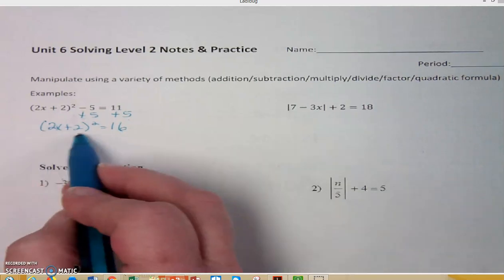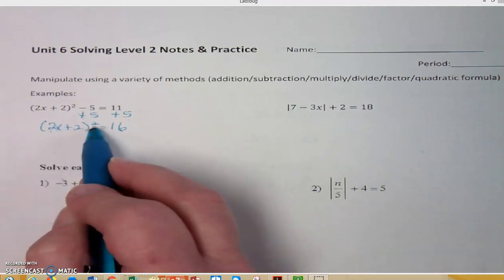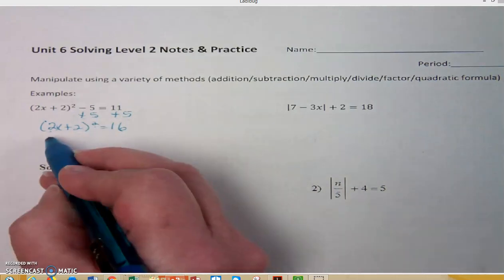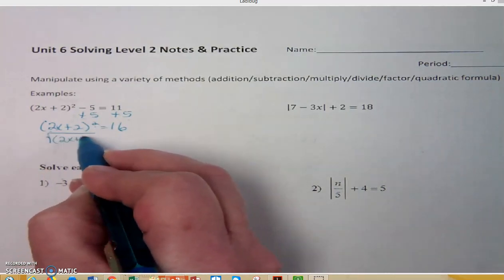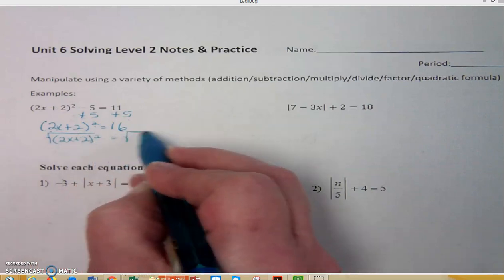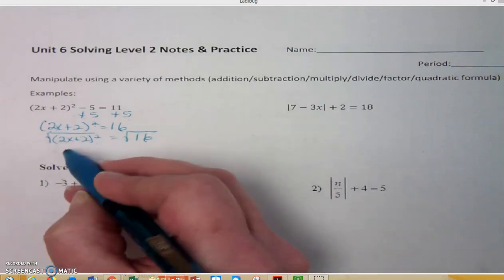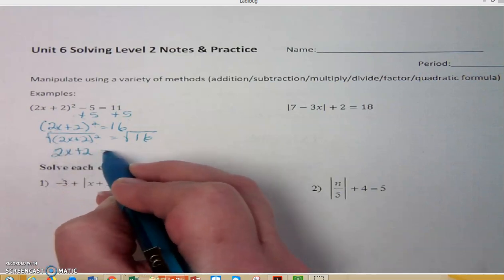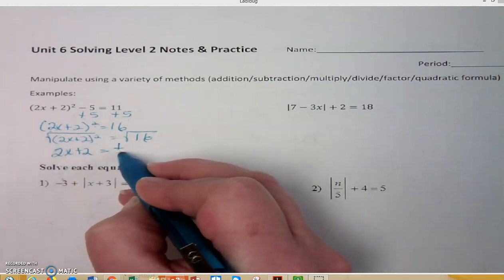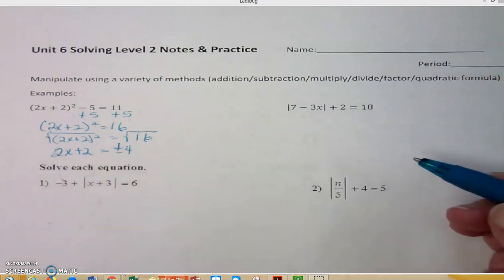Now I have this whole thing, what's in the parentheses, squared. I need to get rid of the squared. Remember, the inverse of squared is square root. So I'm going to take the square root of both sides. (2x + 2) squared equals the square root of 16. So I'm going to get 2x + 2 equals plus or minus 4.